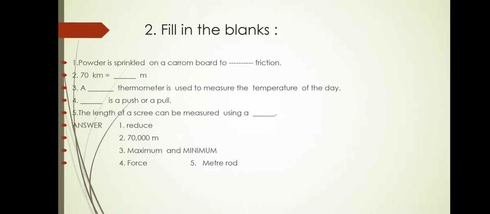Next question, second, fill in the blanks. First, powder is sprinkled on a carom board to dash friction. And answer is reduce. Powder is sprinkled on a carom board to reduce friction.